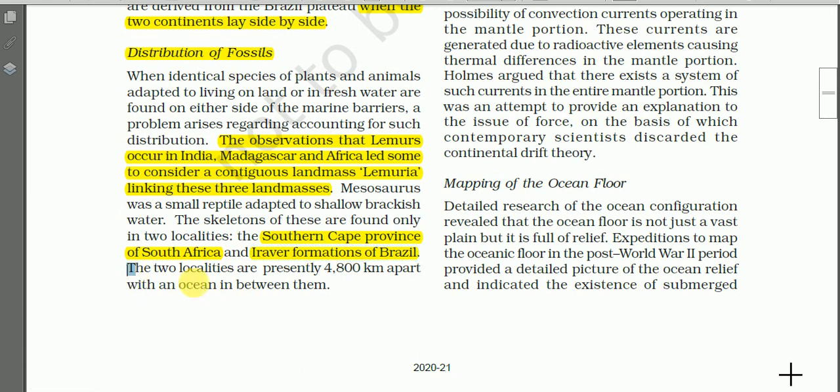And the two localities are presently 4,800 kilometers apart with an ocean in between them. Now the two localities, that is the Irati formation of Brazil and the southern Cape province of South Africa, are 4,800 kilometers apart with an ocean in between them. That means there is the Atlantic Ocean between the southern Cape province of South Africa and the Irati formation of Brazil.